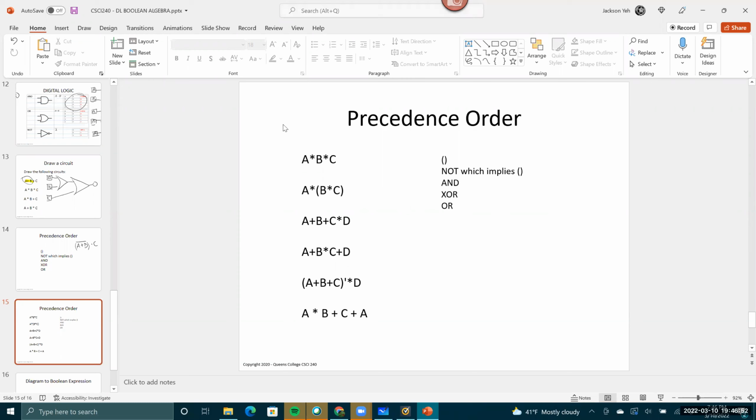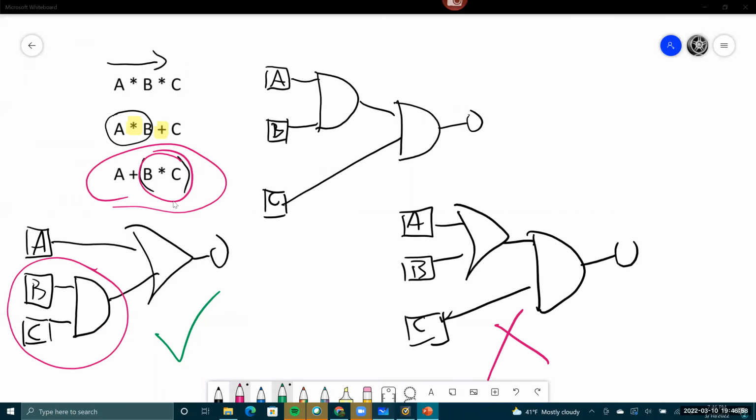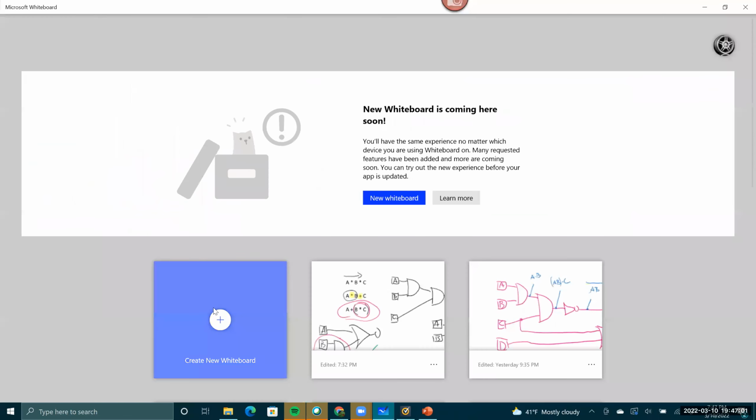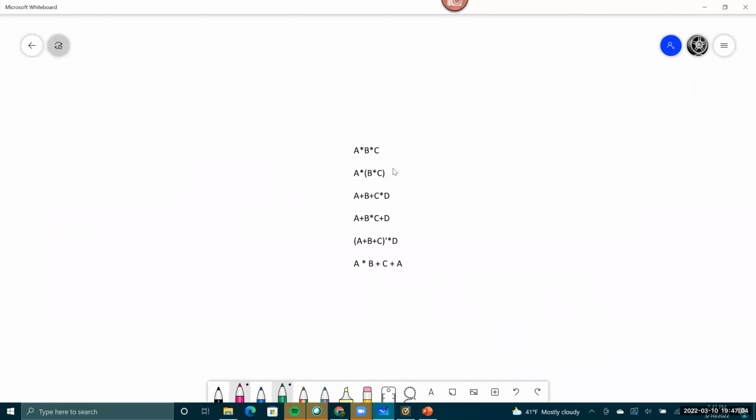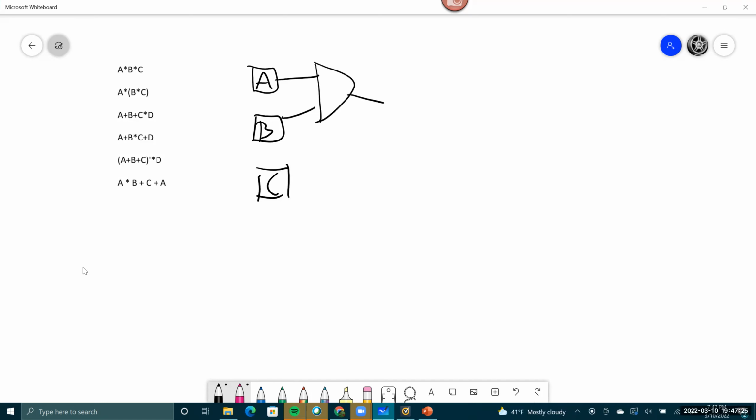Okay, we've got enough time, so let's do this together. All right, so the first one is really simple, right? Because they're all the same sign, A, B, C, and there's no parentheses involved. So this is straightforward, A, B, C, and it's going to be A and B and C. Okay. The next one has a parenthesis there, so it says B and C needs to be done first.